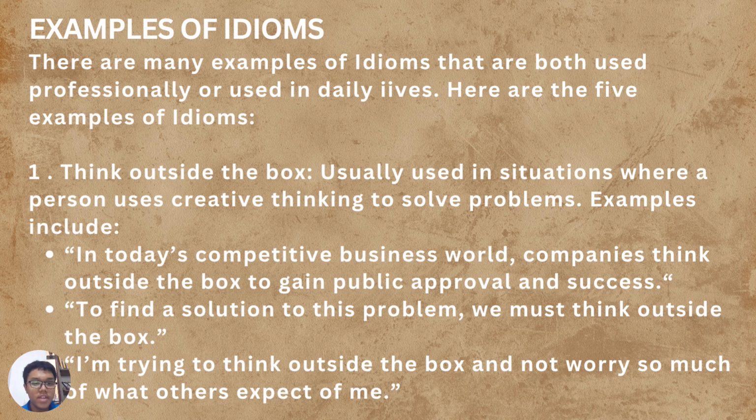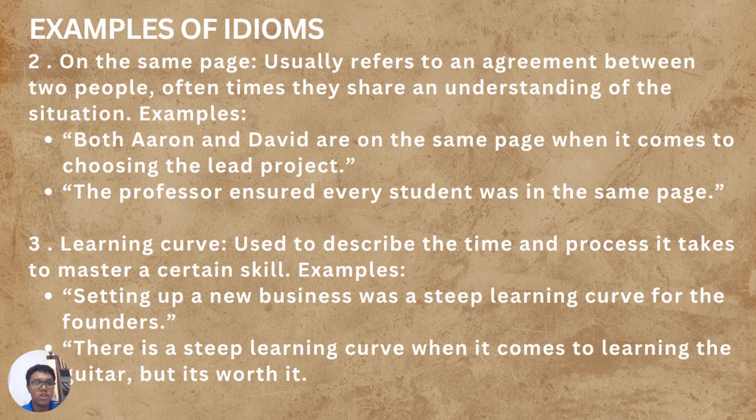So we have think outside the box, usually used in situations where a person uses creative thinking to solve problems. Examples include: in today's competitive business world, companies think outside the box to gain public approval and success. To find a solution to this problem, we must think outside the box. And finally, I'm trying to think outside the box and not worry about what others expect.